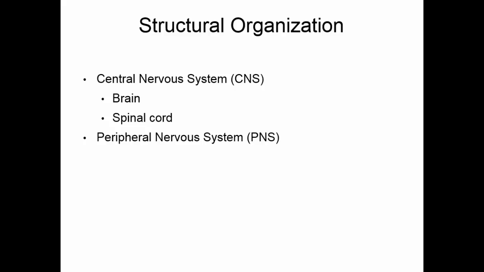The nervous system can be organized structurally. We have the central nervous system, or the CNS. This is composed of the brain and the spinal cord. The peripheral nervous system, or PNS, is composed of the cranial nerves, those nerves that come directly off the brain, and the spinal nerves, the nerves that come directly off the spinal cord.